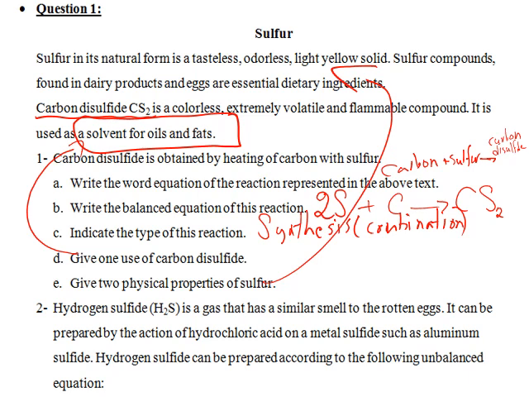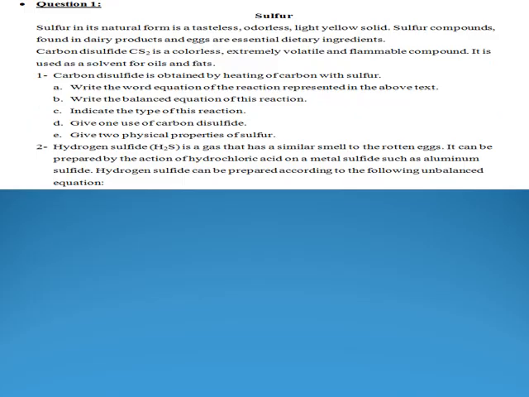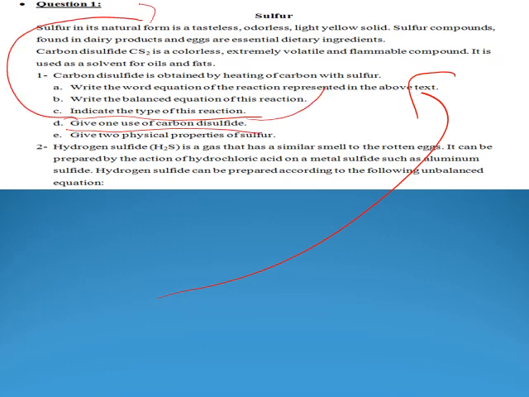Hydrogen sulfide, H2S, is a gas that has a smell similar to rotten eggs. It can be prepared by the action of hydrochloric acid on a metal sulfide, such as aluminium sulfide. Hydrogen sulfide can be prepared according to the following unbalanced chemical equation. We solved most of the parts. If one use is mentioned in the text, and the properties are also mentioned in the text.